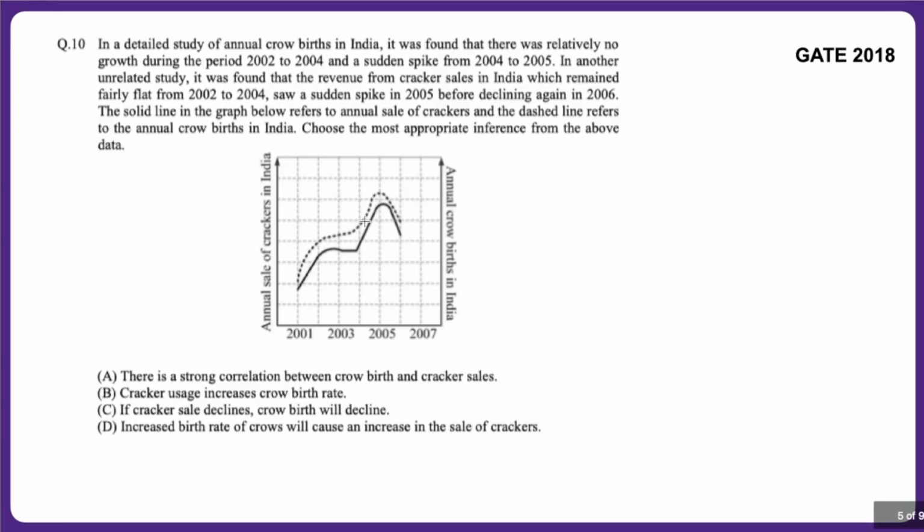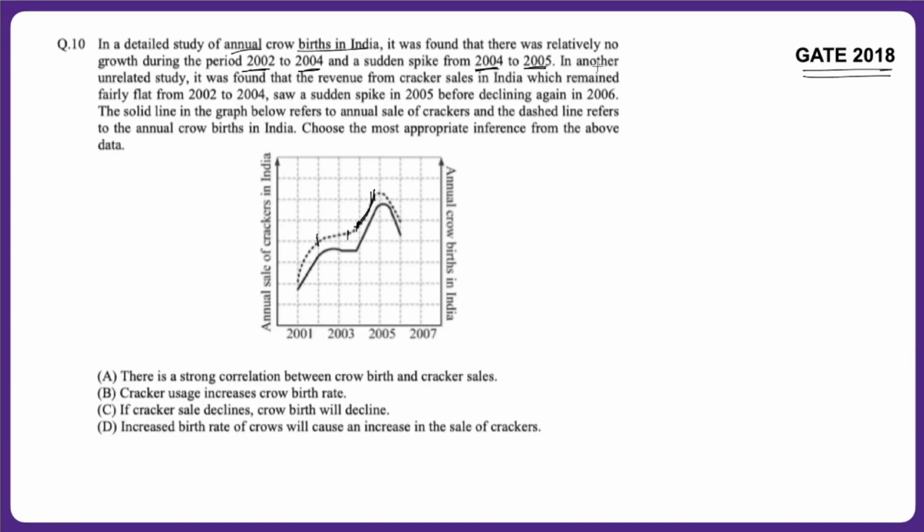Alright, this question was actually a very comprehensive kind of question. It was first asked in the GATE 2018 exam. It says, in a detailed study of annual crow birth in India, it was found that there was relatively no growth during the period of 2002 to 2004. So from 2002 to 2004, there was no growth in the crow birth. Then there was a sudden spike from 2004 to 2005. So between 2004 and 2005, there is a sudden peak.